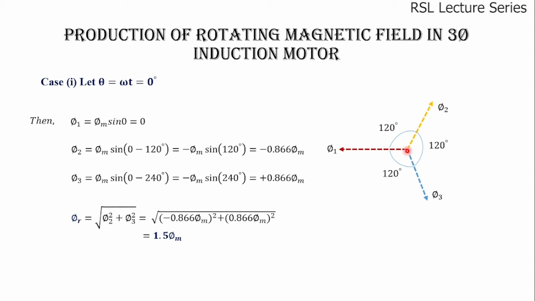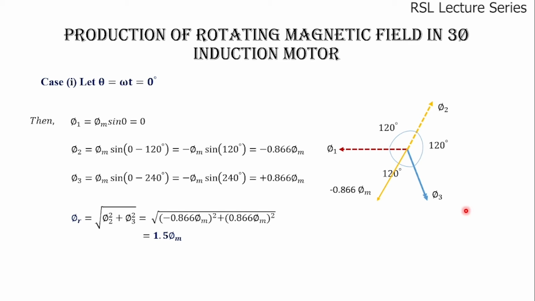So we have to draw the negative value of phi 2 in the opposite direction, exactly opposite to the positive of phi 2. Now we can represent this as minus 0.8665 phi m, its magnitude is minus 0.8665 phi m. Now phi 3. If we see, phi 3 is positive, so this phi 3 should be drawn along the same positive direction.